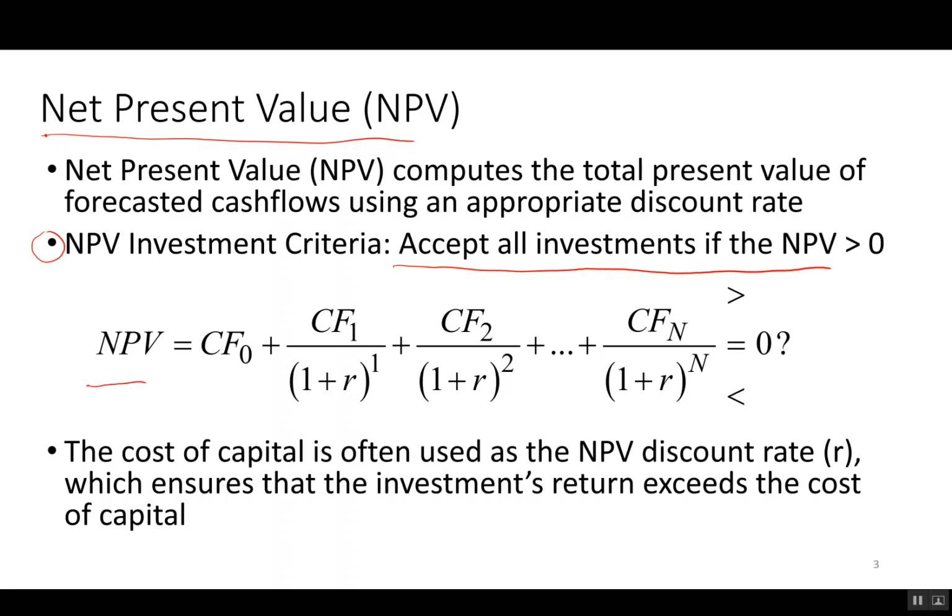The NPV formula: we just take the first cash flow received today, that could be positive or negative, and then all future cash flows discounted at some discount rate R. And if that is greater than 0, we're going to accept the project. If it is 0, that means that it's kind of a break-even project. The cash flows will be sufficient to pay off the cost of capital of capital providers.